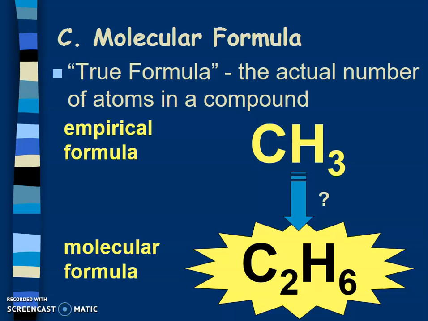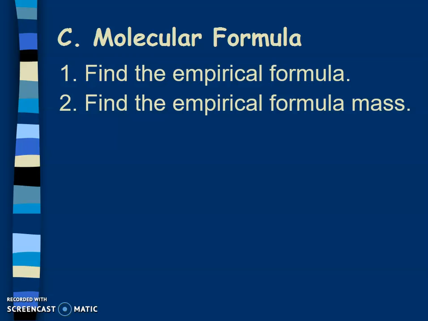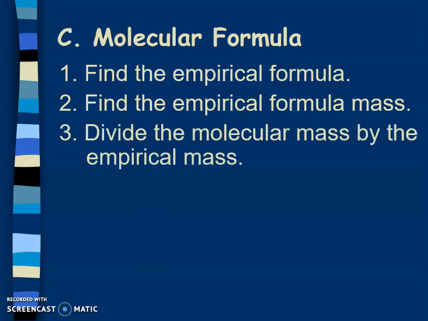So how do we do that? Step 1, find the empirical formula. That's what we learned how to do in our last lesson. Step 2, find the mass of that empirical formula. So we're going to use our periodic tables to add up the mass of the empirical formula. Step 3, we're going to divide the molecular mass, so the true mass, by the empirical mass. And in these problems, that molecular mass is going to be provided to you.